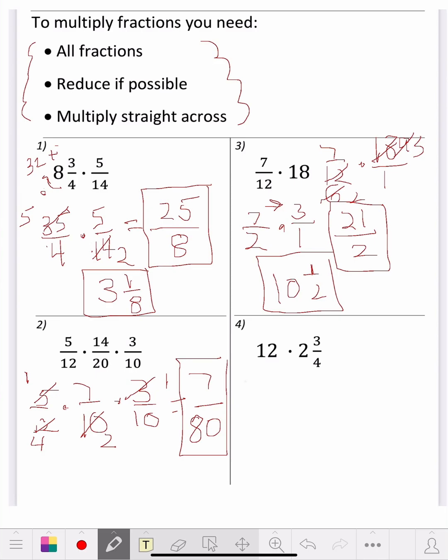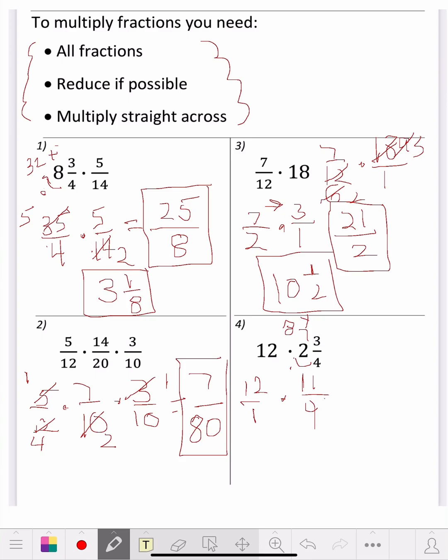I'm going to rewrite this. I'm going to write 12 over 1, okay? Now, remember how we did this? We did 4 times 2, okay? 4 times 2 is 8. So I'm going to write a little 8 up there to help me. And plus 3 is 11. So it's going to be 11/4.